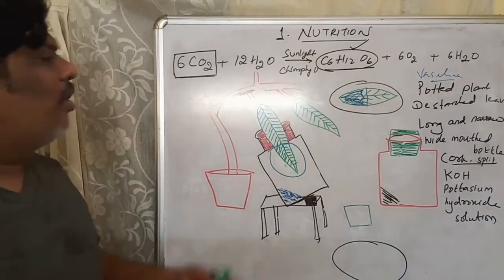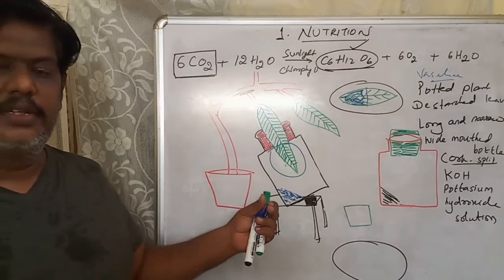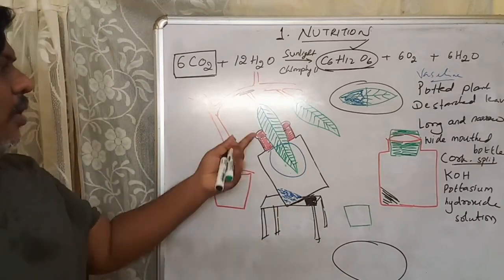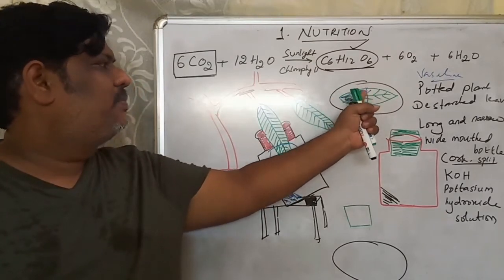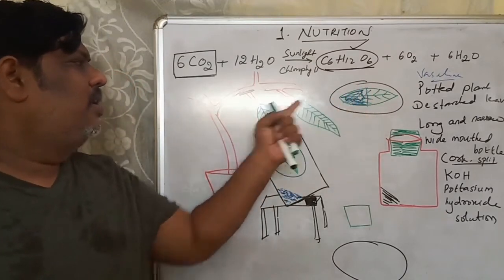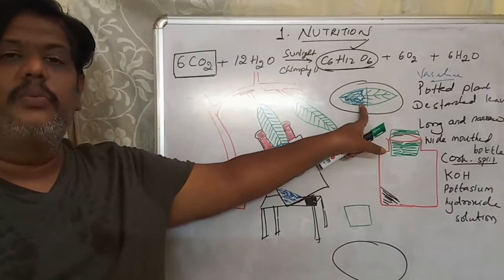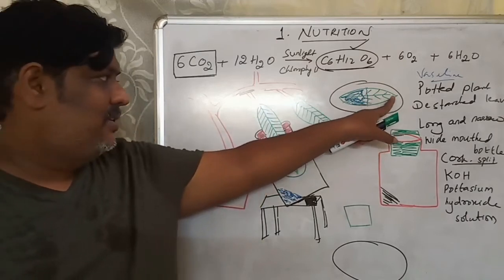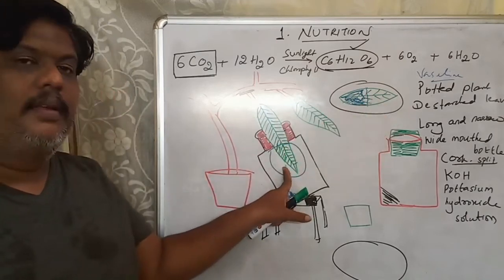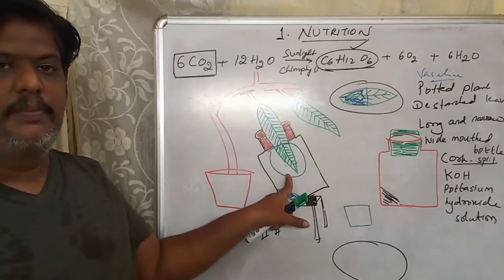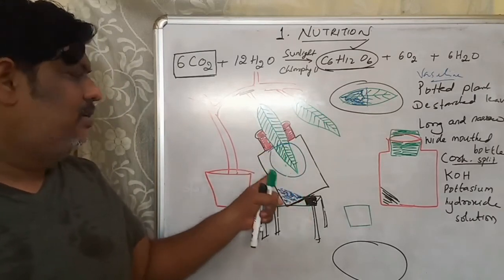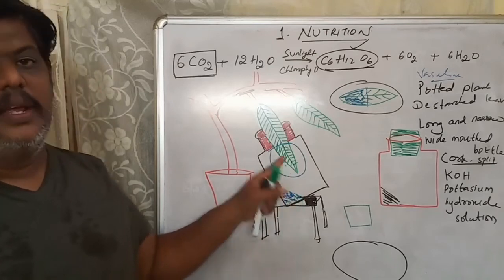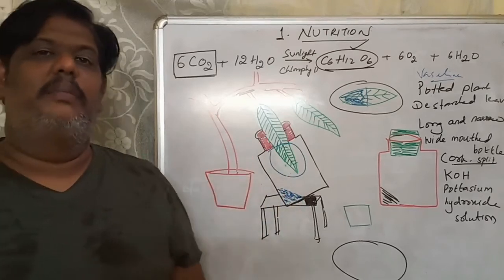So if you take all these measures, then when you go ahead with the starch experiment, you can see that only this particular part which is outside the bottle will turn into deep blue color, whereas the leaf which is in the glass bottle will not turn into deep blue color because it did not have the carbon dioxide. So it did not come in contact with the carbon dioxide.